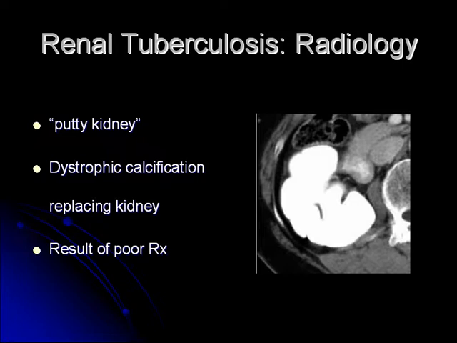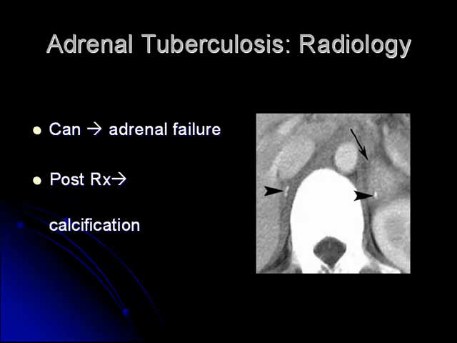Later on, you can get what's called the putty kidney, and this is a non-contrast film. This is the right kidney, and the putty kidney is a kidney that's been destroyed by tuberculosis. There have been diffuse caseating granulomas which have healed and become fibrosed, and you get this big calcified wad of debris in the kidney, and that's called the putty kidney. It doesn't respond well to medical treatment, as you can imagine. The adrenals can also be affected, and at one time this was a common cause of Addison's. What you see radiologically are calcifications in the area of the adrenal.